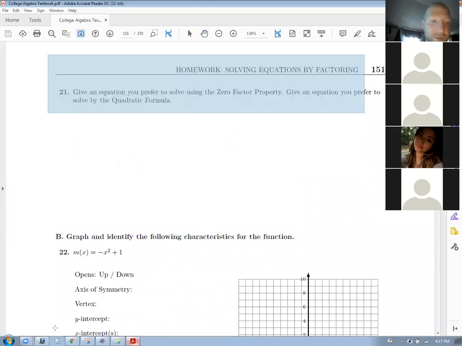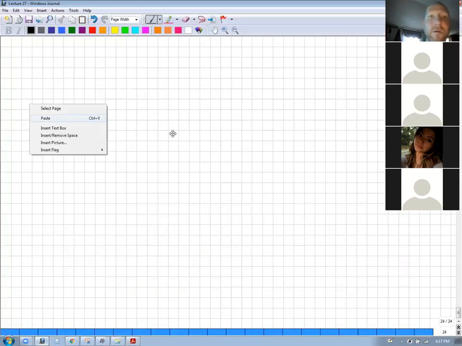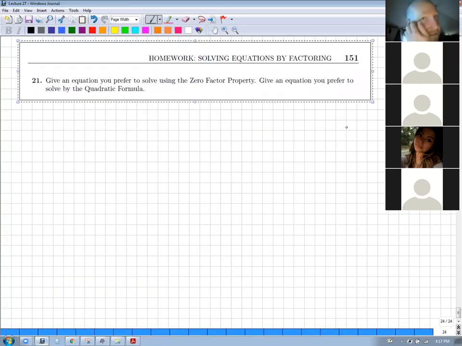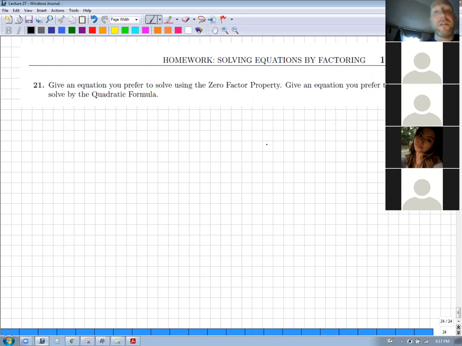Page 151. Give an equation you prefer to solve using the zero factor property. Give an equation you prefer to solve by the quadratic formula. Okay, the zero factor property. How about something that's already factored? x minus 3 times x. That's how I went with that one. I can just look at it and write the answer down, right?